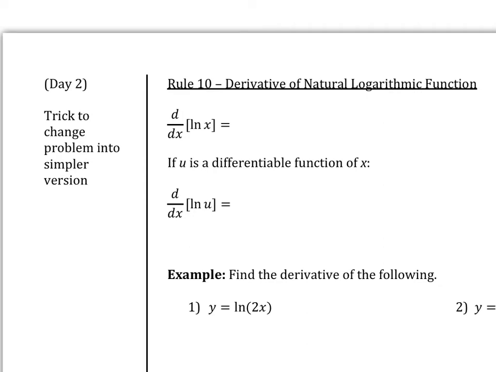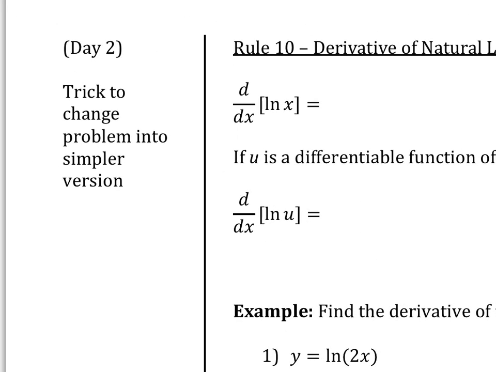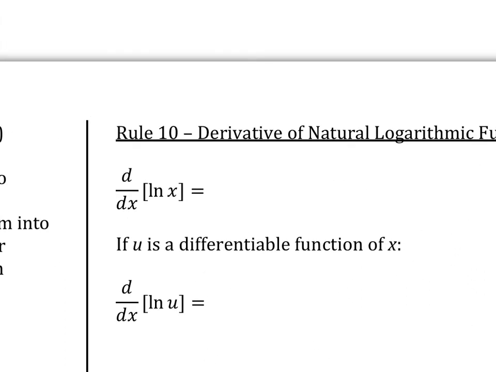All right, let's look at another rule that we haven't covered yet, which is the derivative of natural log functions. So if we have the derivative of natural log x, then the derivative is 1 over x. So very simple, it's always 1 over x.